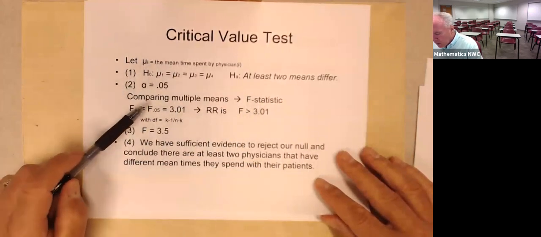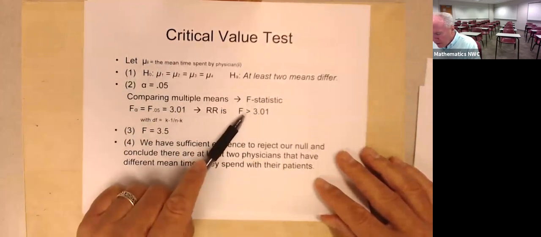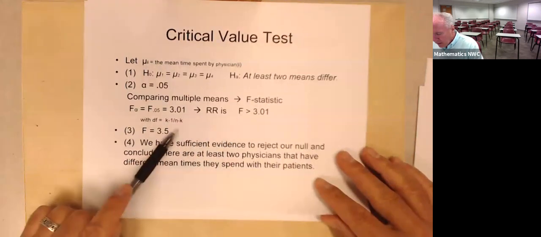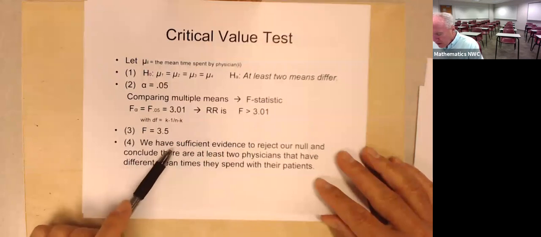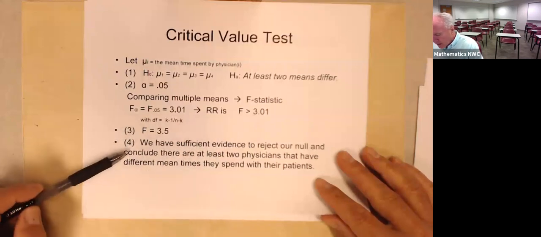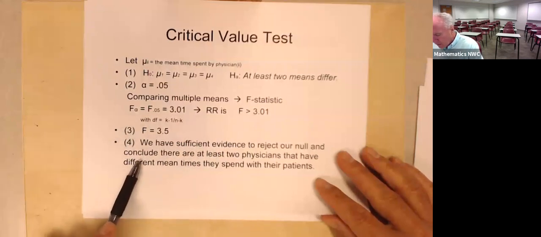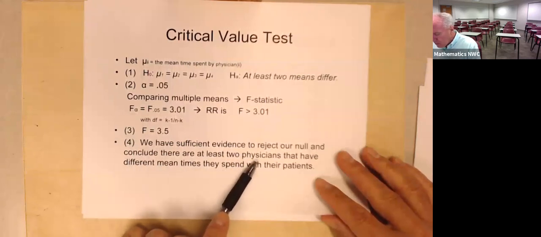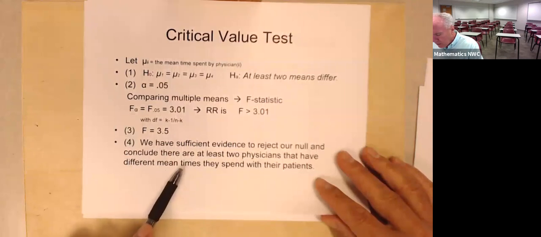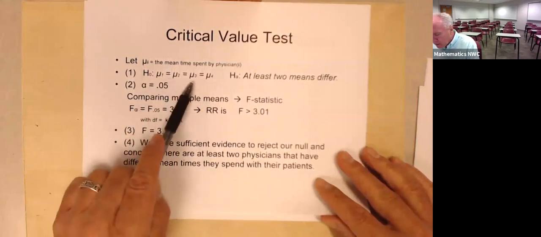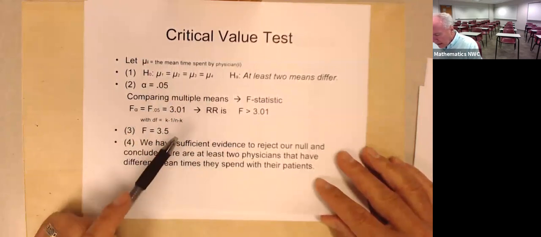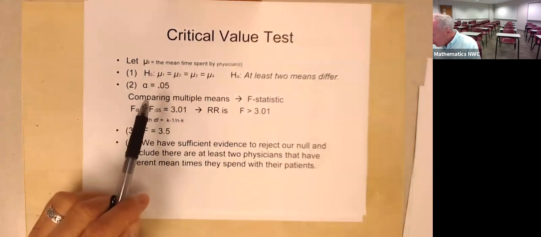This particular one, we did a rejection region or a critical value. The F statistic was in the rejection region, so we had sufficient evidence to reject the null and conclude, here's what I really want us to focus on now a moment, that there are at least 2 physicians that have different mean times. That means at least 2 of these do not equal each other. At least, there might be more.